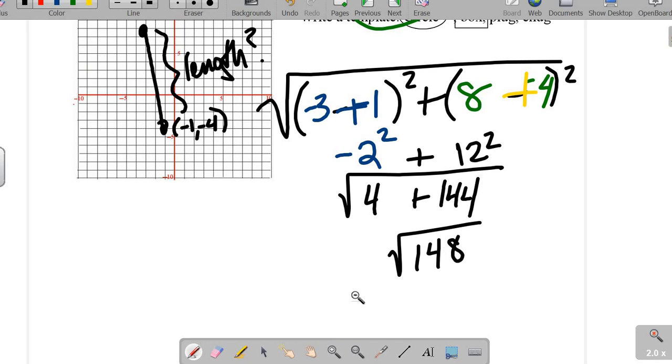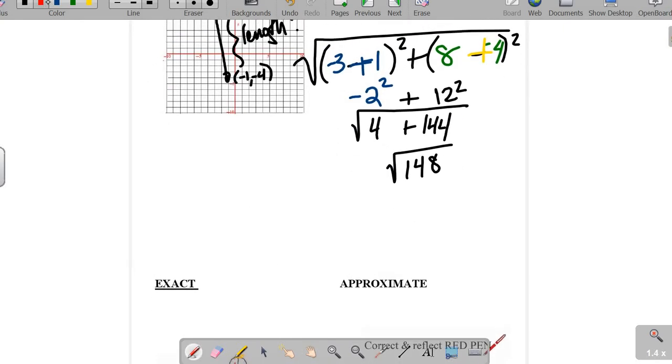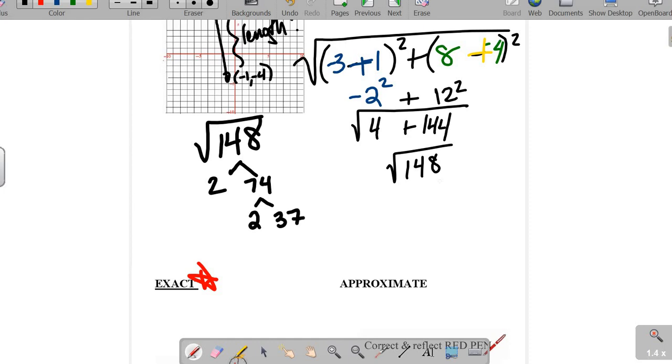Now, there's 2 versions of the answer here. There's something called the exact term and then the approximate term. The exact term is preferred in mathematics. So the exact term would be to take the 148 and to simplify the radical. In this case, there's a pair of 2's. So the exact distance would be 2 root 37. That's called exact.